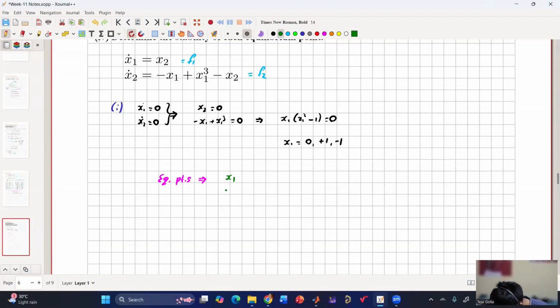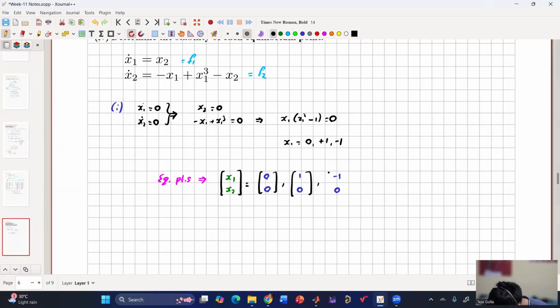If I write x1 and x2 as the state vector, what are those equilibrium points? The first one is simple, 0 0. The second one is 1 0. The third one is minus 1 0. So these are the three equilibrium points.